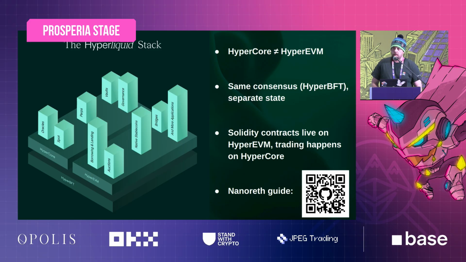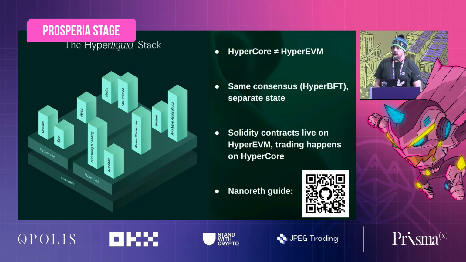So you can deploy Solidity smart contracts on Hyper EVM, just like another EVM chain. But there are a lot of quirks, and in particular, the consensus is different. So there are some things that don't work, but for most purposes, it works pretty well out of the box.